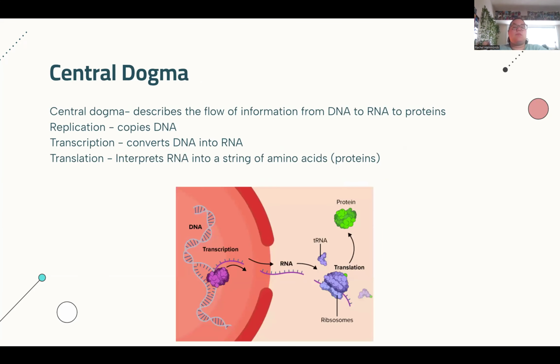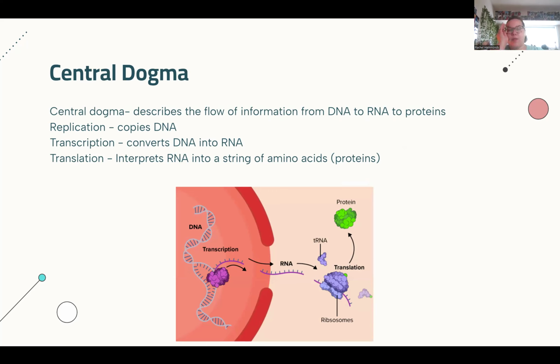So we're going to talk a lot about the central dogma of biology. The central dogma is a theory, not a theory, it's been proven, but it's a term for describing the flow of information from DNA to RNA to proteins. Replication copies DNA. Transcription converts DNA to RNA. Translation interprets RNA into a string of amino acids, or proteins.